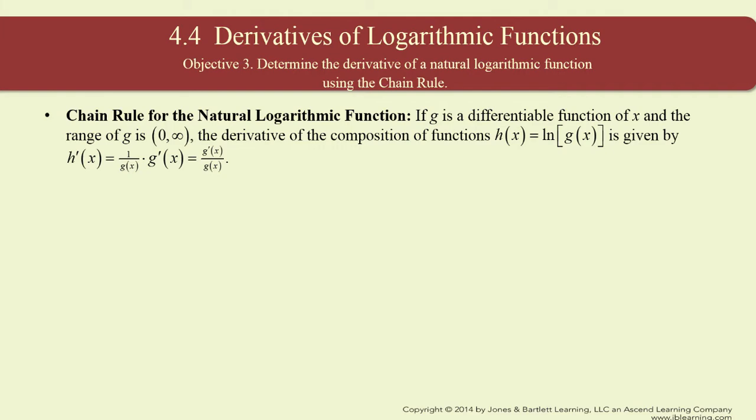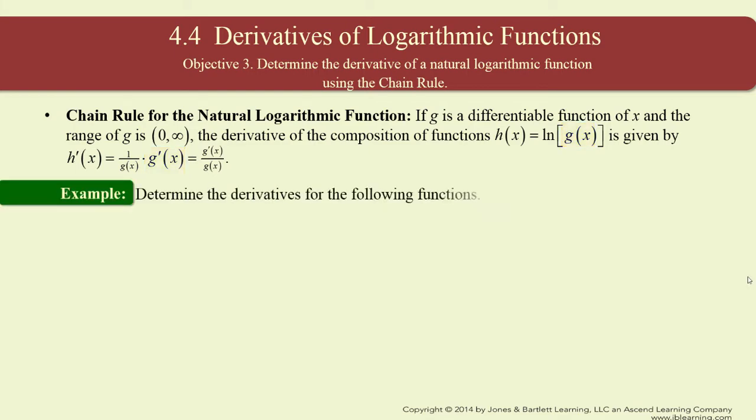So if you have the function h of x equals ln of g of x, then the derivative is going to be 1 over g of x times g prime of x. In other words, it's going to be 1 over whatever this function of x is times the derivative of this function of x. That's it. We're going to do an example.